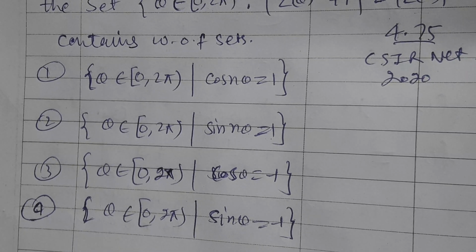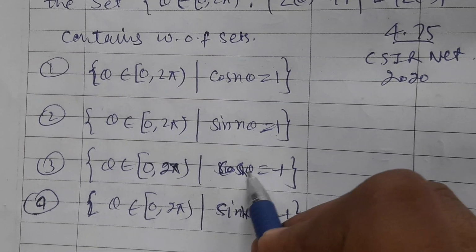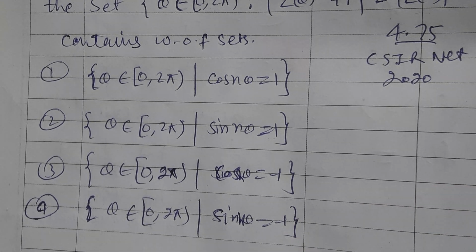Is option 1 correct? Option 1 says that the set contains all those values of theta where cos n theta is 1. Option 2 says that the set contains only those values of theta from the given interval where sin n theta gives 1. And the third option involves sin n theta and cos n theta. So these are the options.